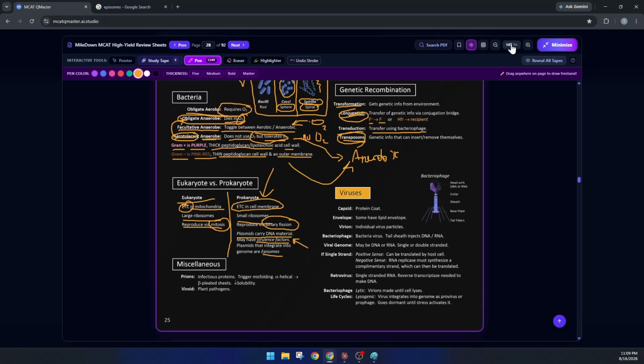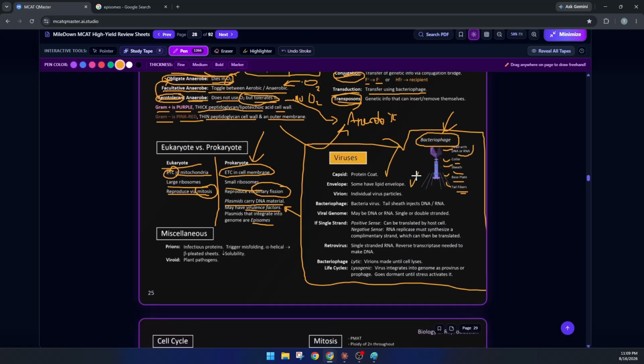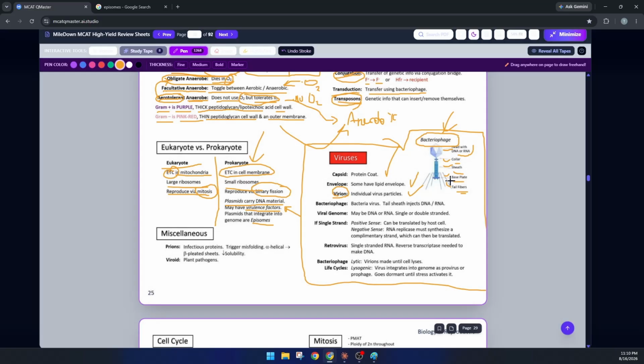Okay, so now the important part is about viruses. We've heard of them before. The bacteriophage is an example of a virus, and it's also a high yield virus. That's why it's probably here as a picture. You should know the bacteriophage has a head with DNA or RNA, collar, sheath, base plate, and tail fibers. I believe there's even more to remember, but this is the high yield stuff. And then you have a capsid, which is your protein coat, an envelope, and a virion, which is an individual virus particle. This is also what the bacteriophage has as well.